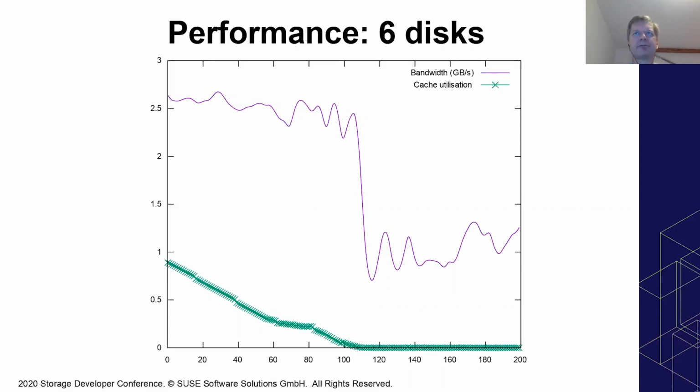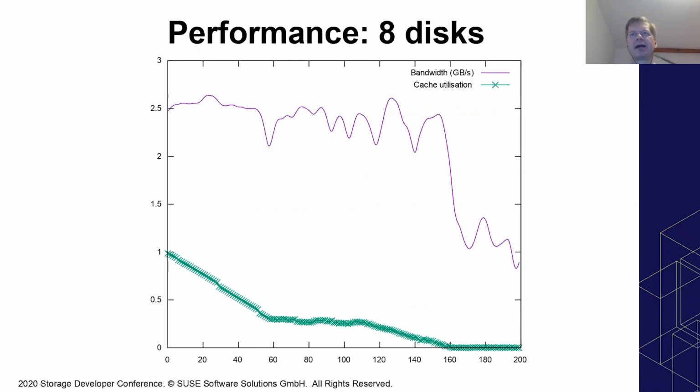But overall, the performance is still pretty good. We are still having the in-cache performance of around 2.5 gigabytes per second, and the disk-bound performance is at about 1 gigabyte per second. Still pretty good, and actually what one could expect in this setup.